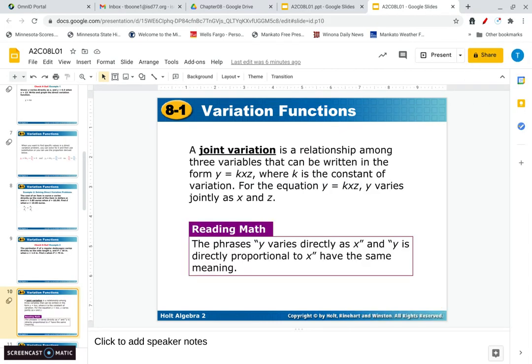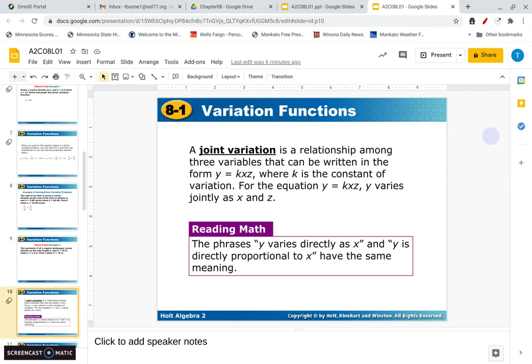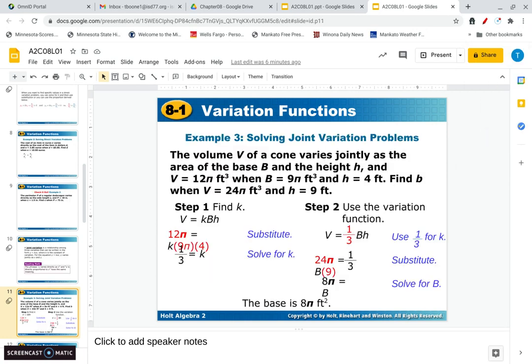All right, so let's talk about joint variation. Joint variation is just like direct variation, except there are a couple of variables involved. So now instead of just y equals k times x, there's another variable involved. An example might be the volume of a cone. The volume gets bigger as the area of the base gets bigger, and also if the height gets bigger. So there are two things affecting that.